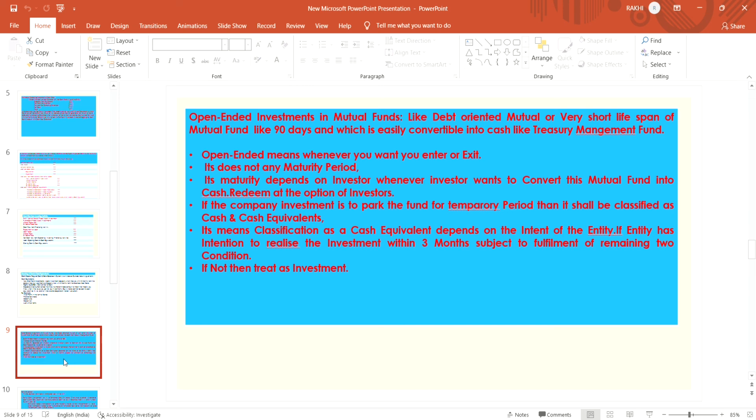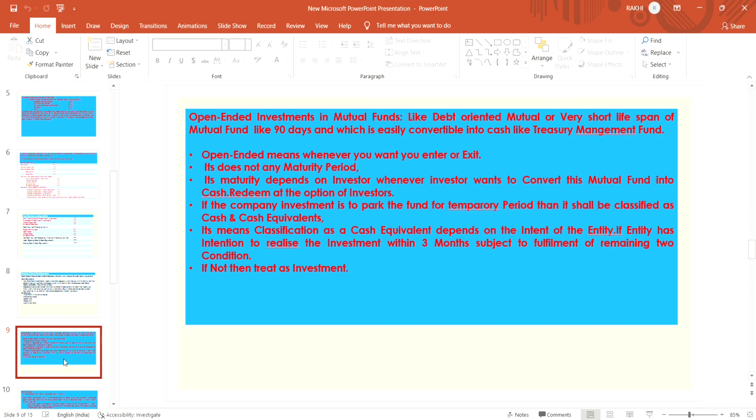An open-ended fund does not have any maturity period, which means anytime you can enter, anytime you can exit. There's no such period fixed for the open-ended mutual fund. You can take entry anytime, and you can take exit from that option at any time. Like you will take entry anytime, and you will exit within 2 months, 3 months, 4 months, 6 months, 1 year.